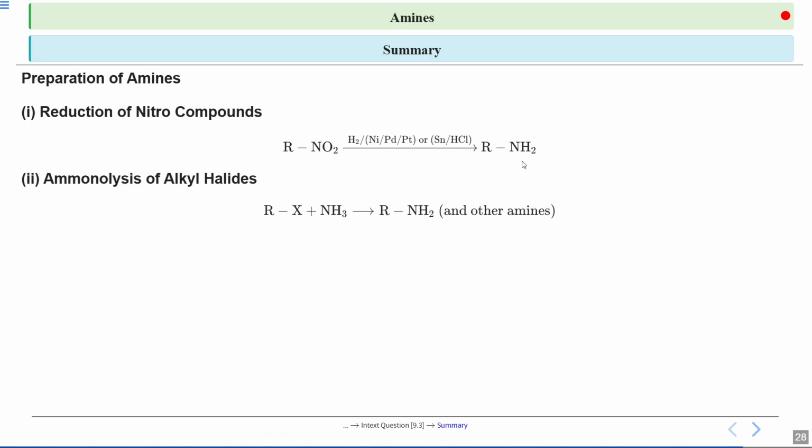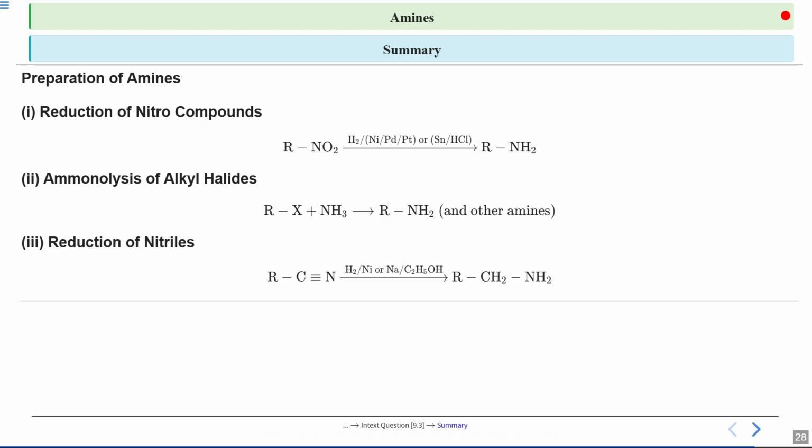Next is ammonolysis of alkyl halide. Here, an alkyl halide, a carbon chain with a halogen atom like chlorine or bromine, reacts with ammonia and the halogen is replaced by this amine group, forming a primary amine and sometimes secondary or tertiary amines as well.